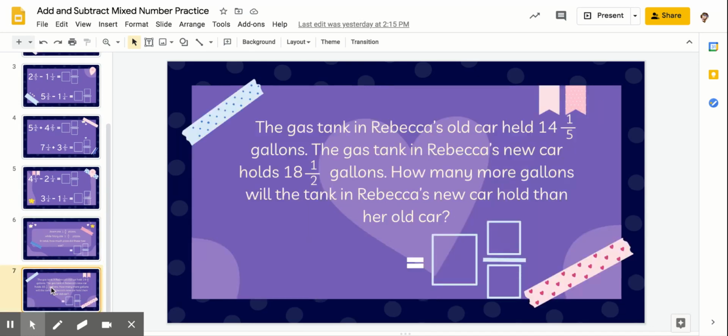And then our last word problem, we got that the gas tank in Rebecca's old car held 14 1/5 gallons. The gas tank in Rebecca's new car holds 18 1/2 gallons. How many more gallons will the tank in Rebecca's new car hold than her old car? Remember, how many more means that we are subtracting, right? We're trying to find the difference. How much bigger is this gas tank than the other gas tank, right? So we're subtracting 8 1/2 minus 14 1/5.